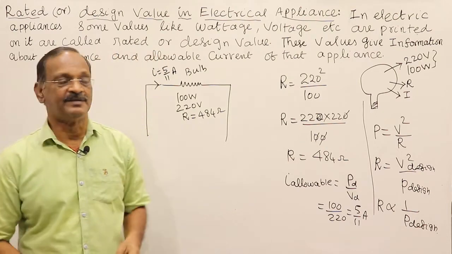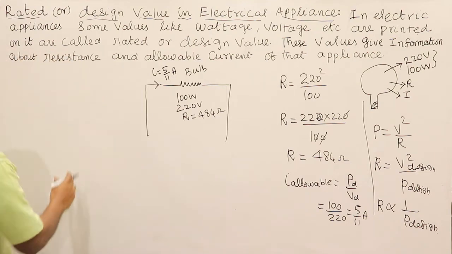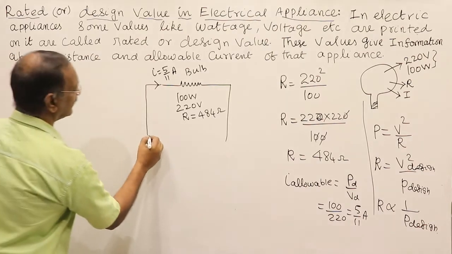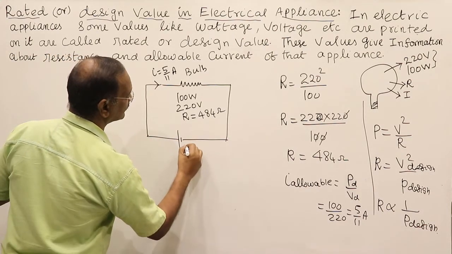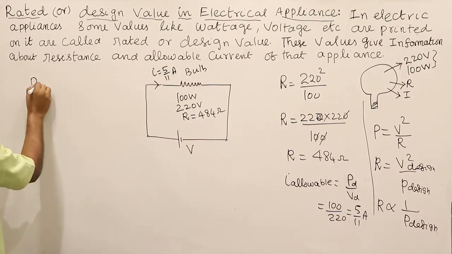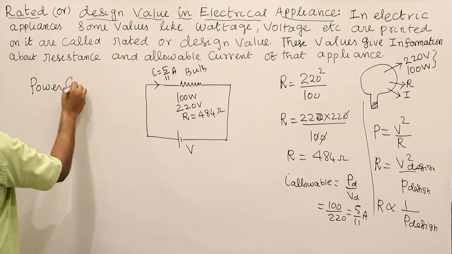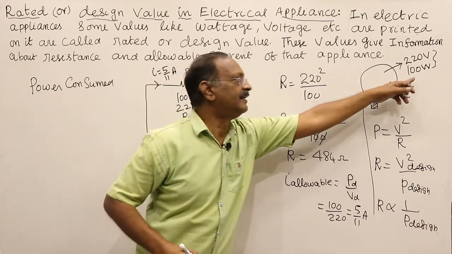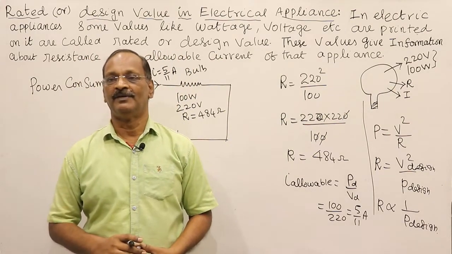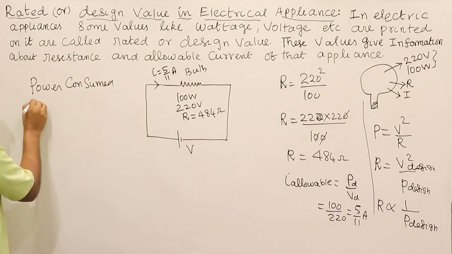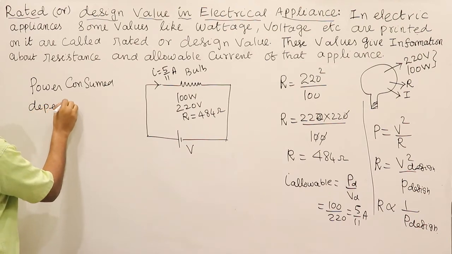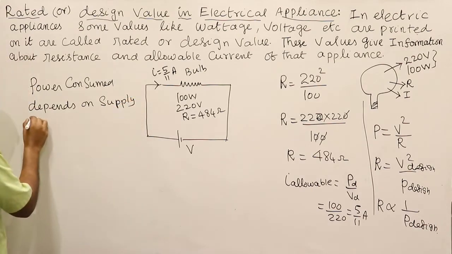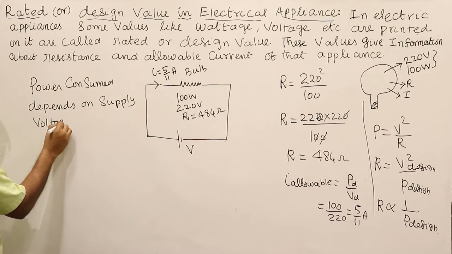What is the power consumed? Suppose we connect this to a supply, some voltage source. What is the power consumed? See, this power is different. This is rated power; 100 watt is the rated power. Power consumed depends on the supply voltage. What do you mean by supply voltage?